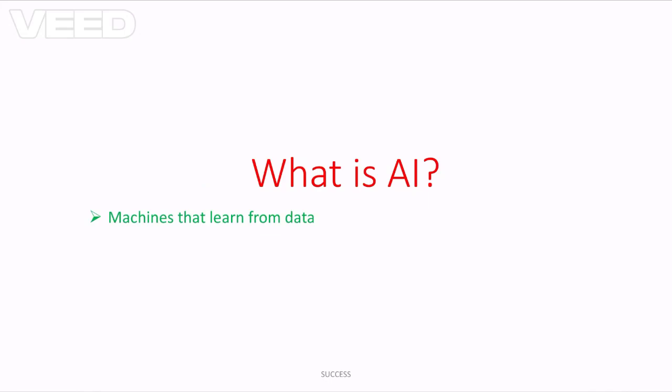So, what exactly is AI? It's when machines learn from data, recognize patterns, and use that knowledge to make predictions or decisions. Think of it as teaching computers to act a little smarter.